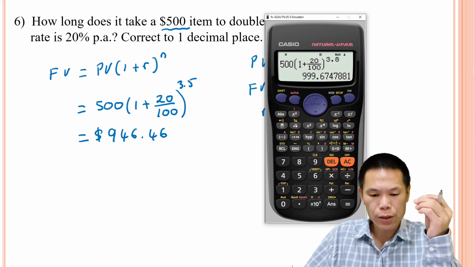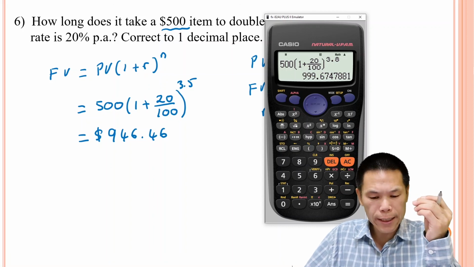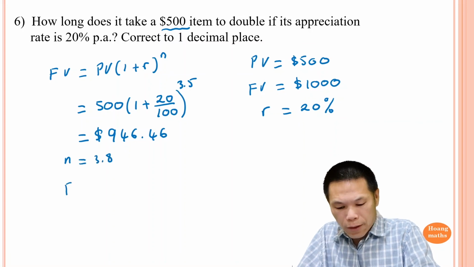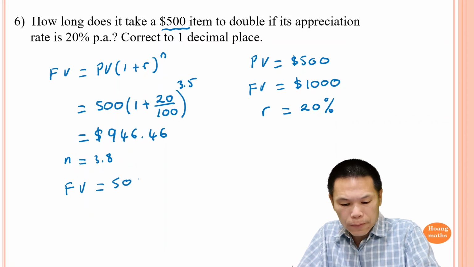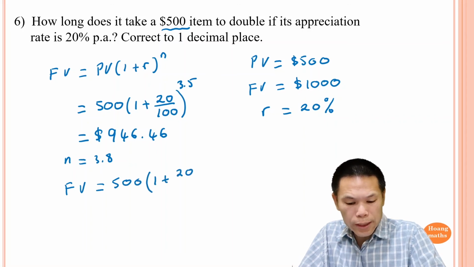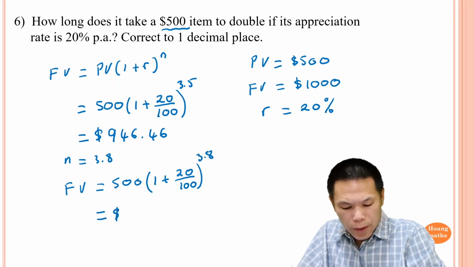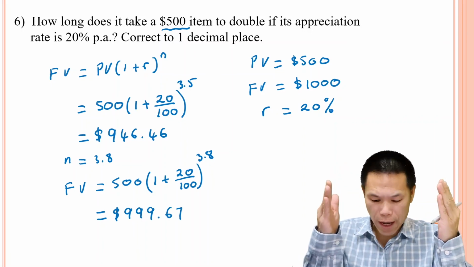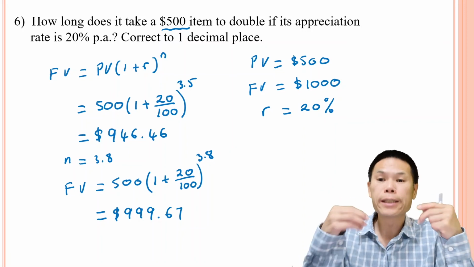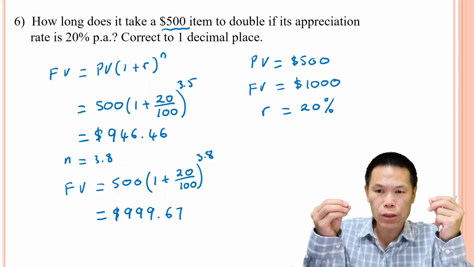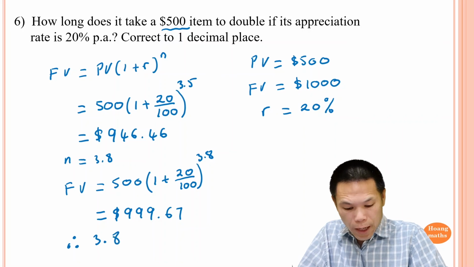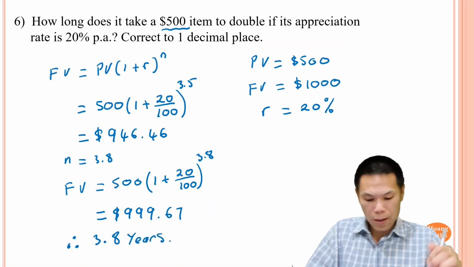So that's the answer. When n is equal to 3.8, let me just write this down. n is equal to 3.8. The future value is equal to 500 times 1 plus 20% to the power of 3.8. That will give me 999.67. So the future value is $999.67, which is close to $1,000. So therefore, 3.8 years. There you go.